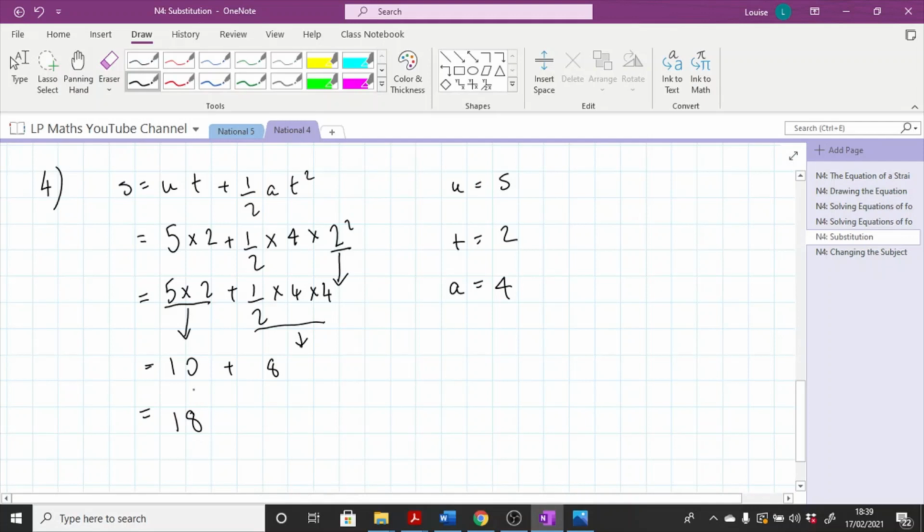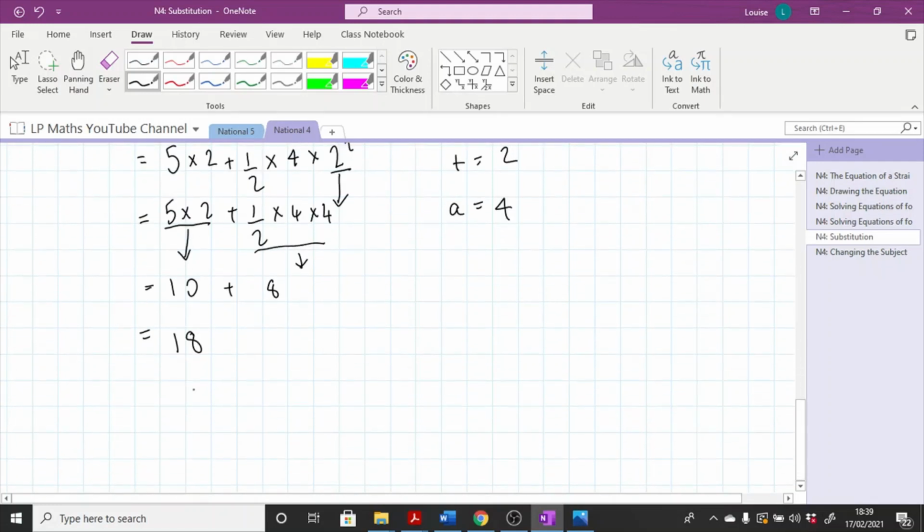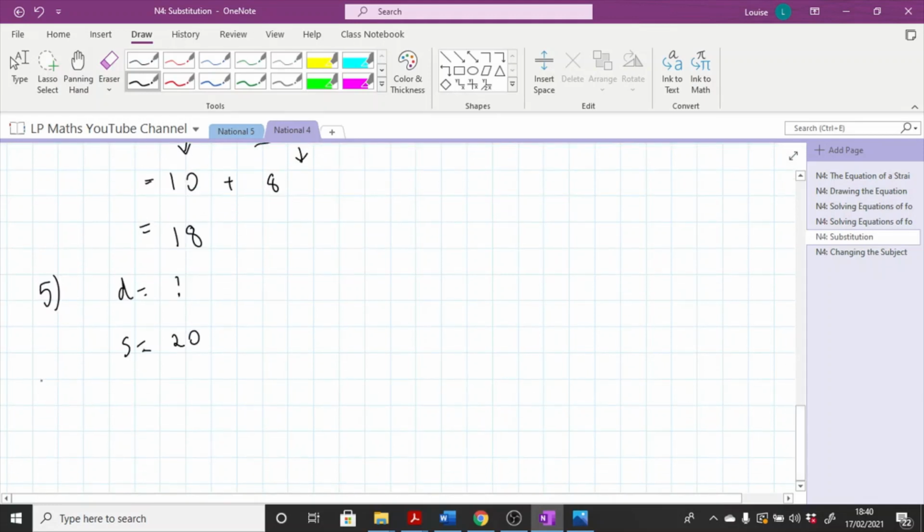a final answer. Now, I'm not going to give you a unit measurement just because I haven't defined any units to begin with. One that we have probably already come across if we've already done that for numeracy is your DST. So if I have D is equal to question mark, S is equal to 20, and T is equal to 5.